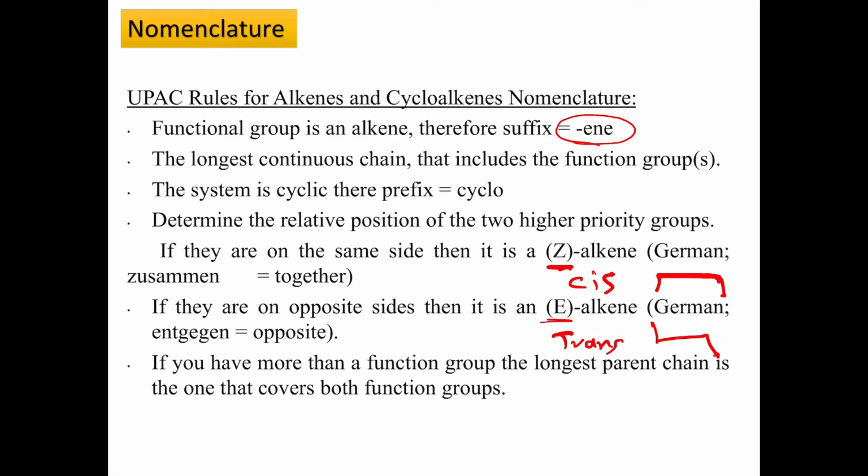If you have more than one functional group, the longest parent chain is the one that covers both functional groups. So if you have a structure with two functional groups, the longest parent chain is the one that covers both.